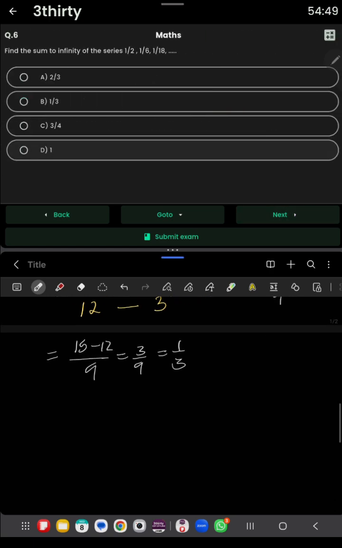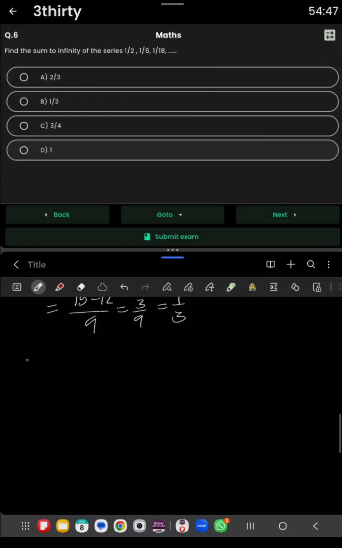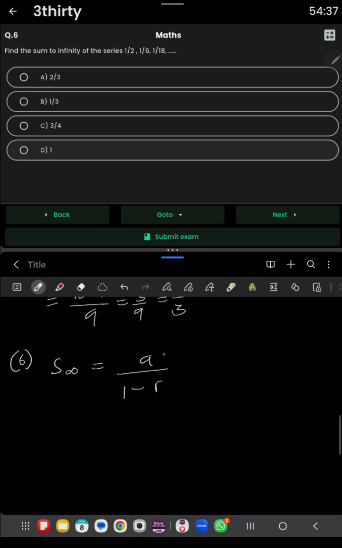Find the sum to infinity of this series. So this is number 6. The sum to infinity formula is this one, a over 1 minus r. It's very important you know this formula. So your a is the first term, so our first term here is 1 over 2. Our common ratio is the second term divided by the first one, so that's 1 over 6 divided by 1 over 2, which is simply 1 over 6 times 2 over 1.